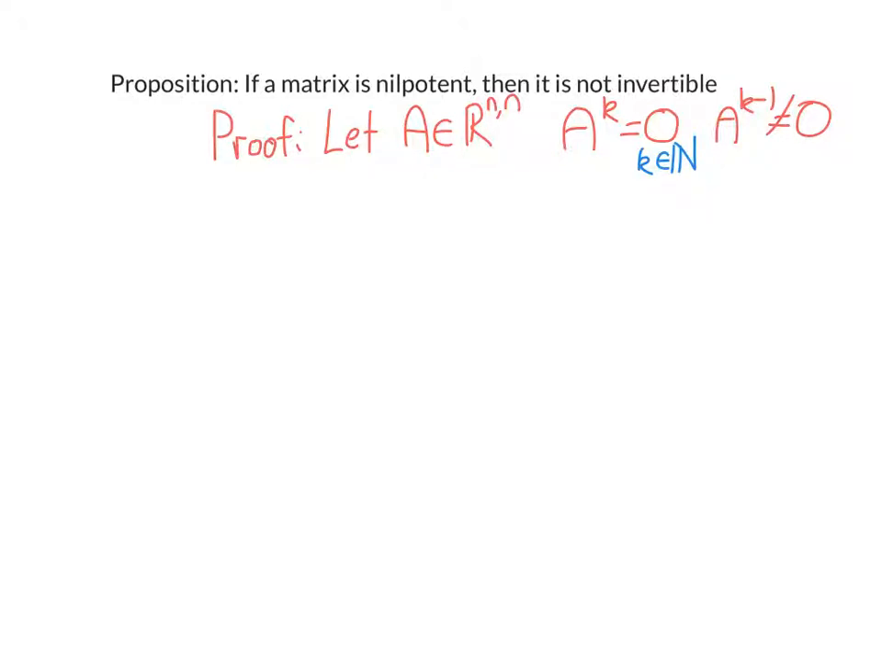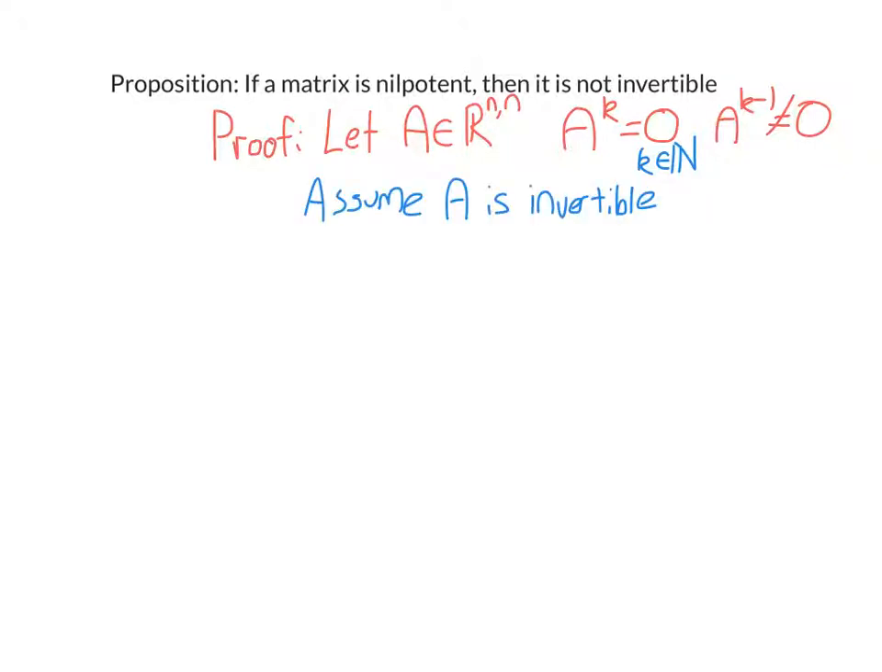Here we're actually trying to prove a negative. We're trying to prove that the matrix is not invertible. So usually the easiest way to do that is reductio ad absurdum, or if you like, proof by contradiction. We're going to assume that A is invertible, knowing that it's nilpotent, and then show that that gives us a contradiction. So we assume that A is invertible.